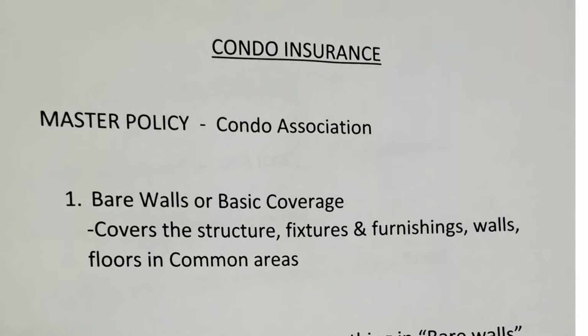Here's the document, let's review it together. So when you take a look at the master policy, as I already mentioned, this is the condo association's policy. There's 3 types of policies that the condo association can buy. And the first one is what they call bare walls, so that's a basic coverage. That covers the structure, fixtures, furnishings, walls, floors, and the common areas. For instance, if there's a lobby or a walkway to the elevator, outside area, things of that nature. It doesn't cover the inside of condo units.